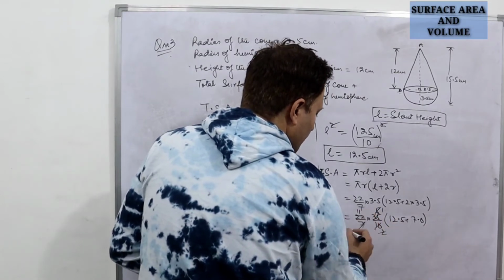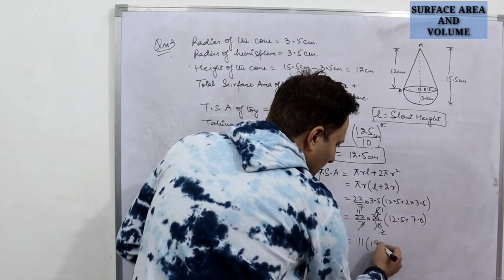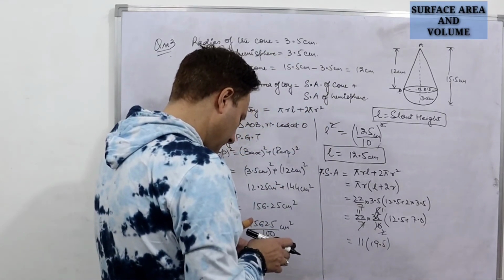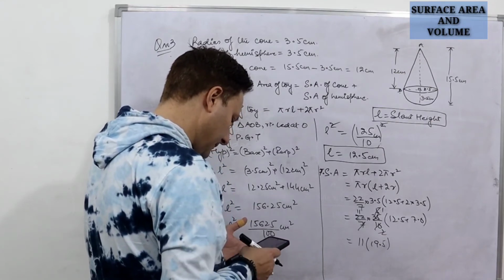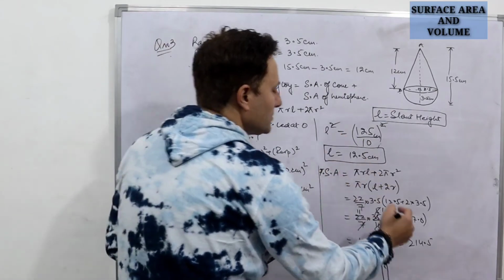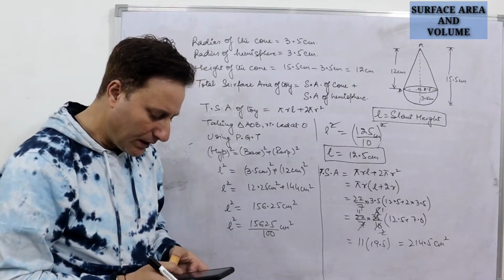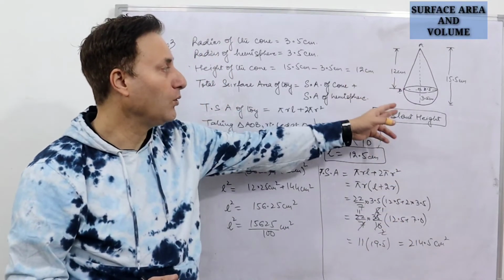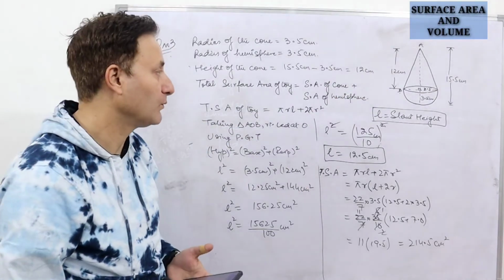Now 7 into 5 cancels, 22 by 2 gives 11. Now what do we have? 11 into 12.5 plus 7, which is 19.5. Now if we multiply 19.5 with 11, what do we get? 19.5 multiplied by 11 is 214.5, and the question was in centimeters, so that is centimeters squared. Hope guys, is this clear? So that's our question number 3. This is the value of the surface area of the entire toy that was given there.